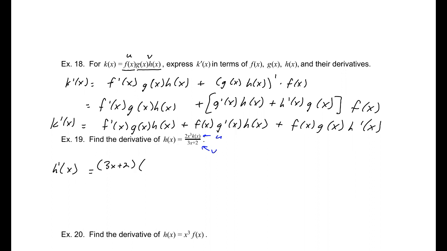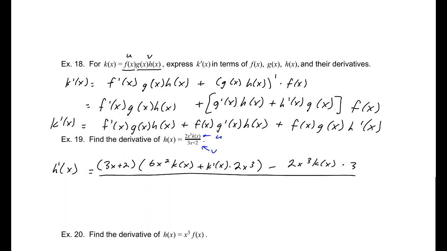The derivative of u would be a product rule. So that would be, let's see, 6x squared k of x plus k prime of x times 2x cubed. All right, that's low d high minus high d low. 2x cubed k of x, d low would be 3, all over low low, 3x plus 2 squared.